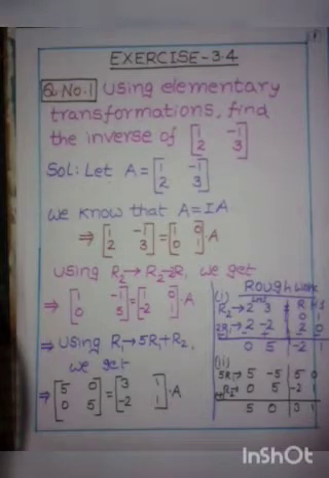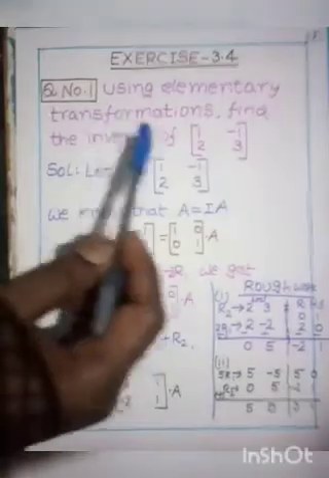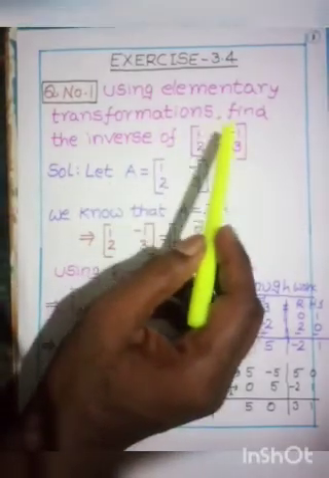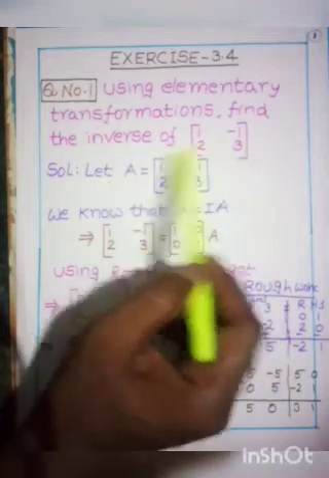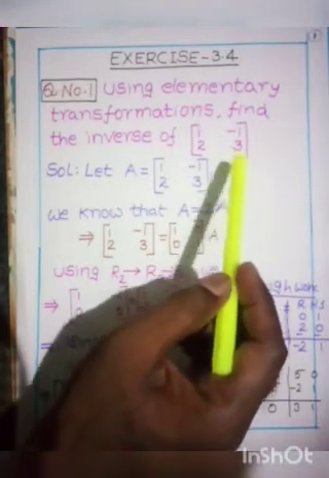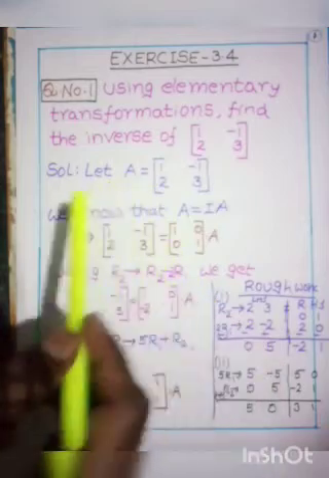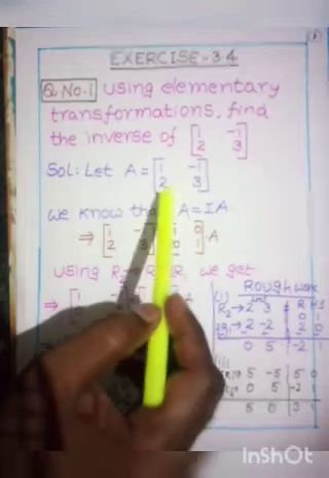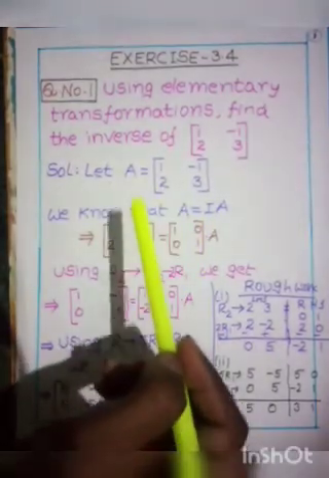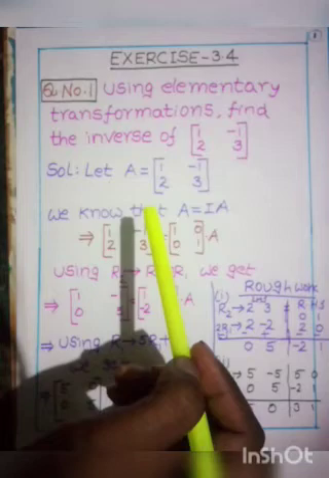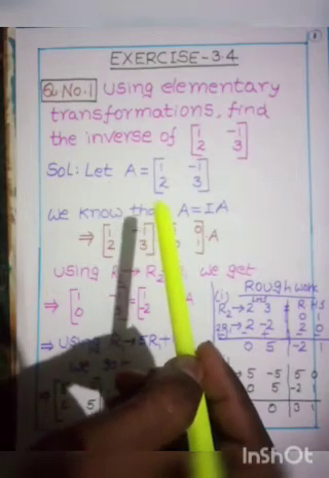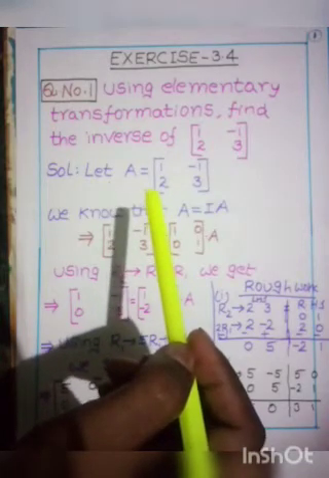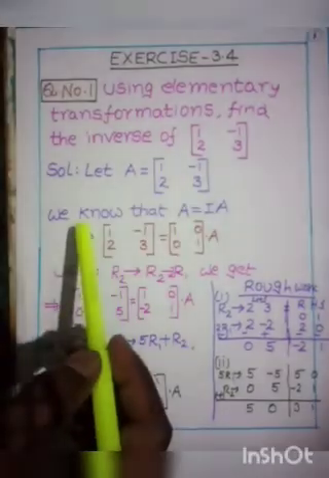exercise 3.4 sums. See the first question. Using elementary transformations, find the inverse of matrix 1 minus 1 2 3. This is a given matrix. We have to find the inverse of this matrix. Let us consider the given matrix is A, 1 minus 1 2 3. Remember these steps, my dear children. This is a very important model for the board examination point of view. This is the first step.